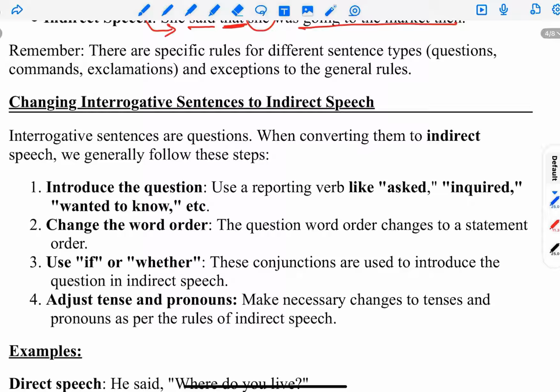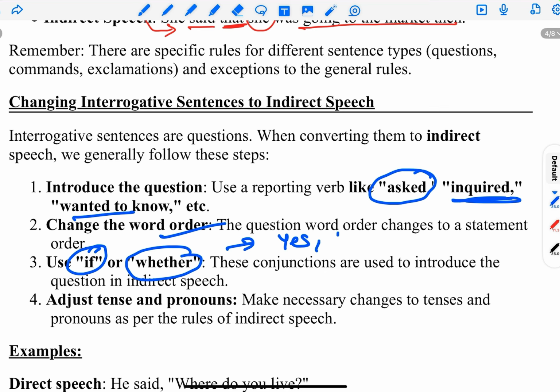Use a reporting verb like asked. Since this is an interrogative sentence, the reporting verb said will be changed into asked, inquired, wanted to know. The word order will change. The sentence will become assertive at the end. And in place of that, we will use if or whether if the question is a yes/no type question. A yes/no type question means a question whose answer will be yes or no. In that case, we will not use that. In place of that, we will use if and whether. And then we will change the pronouns as per the rules.